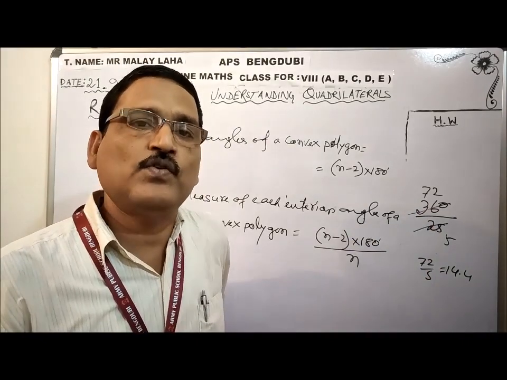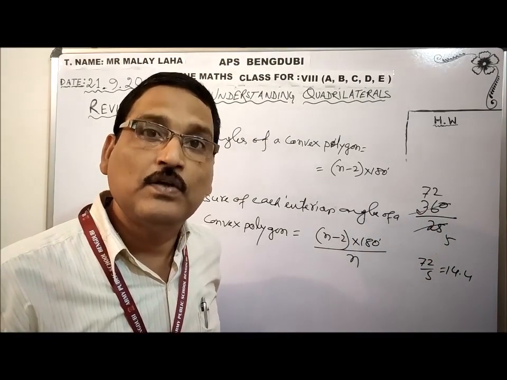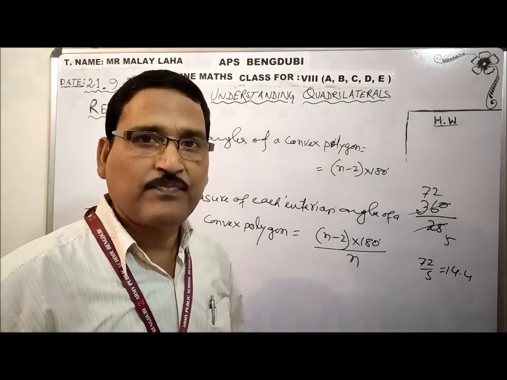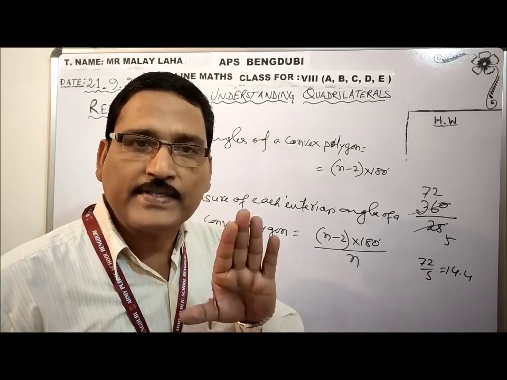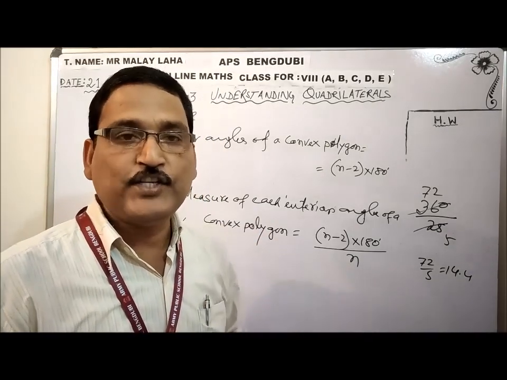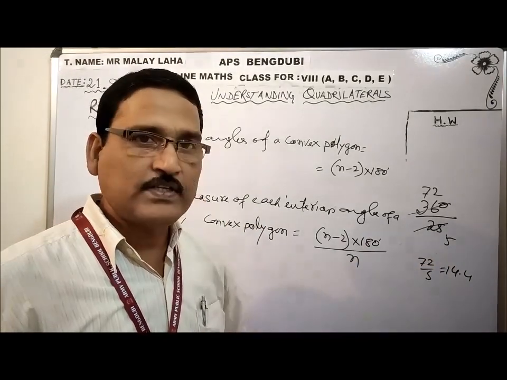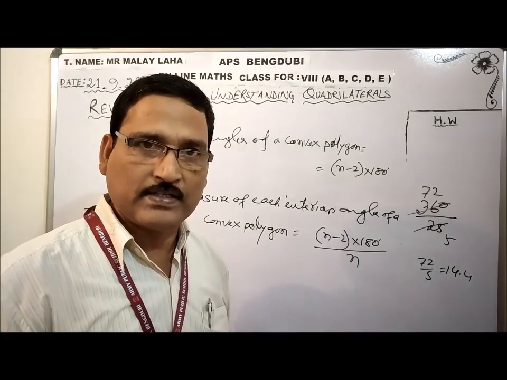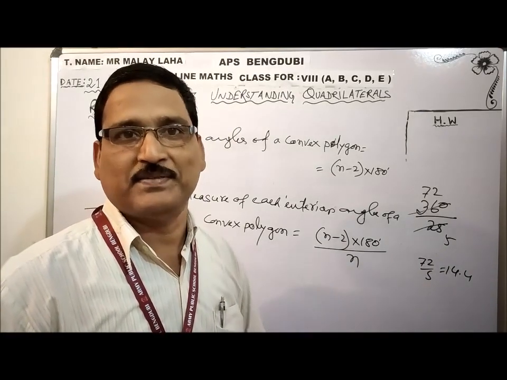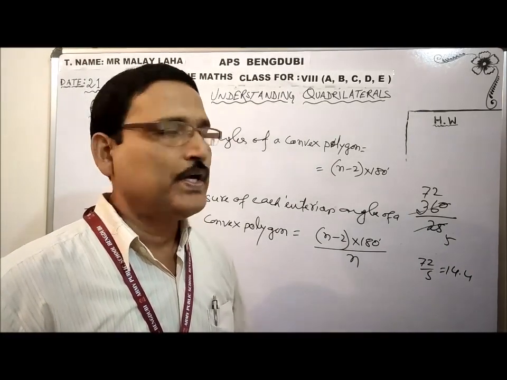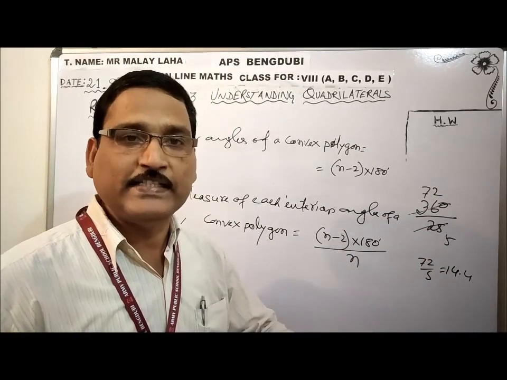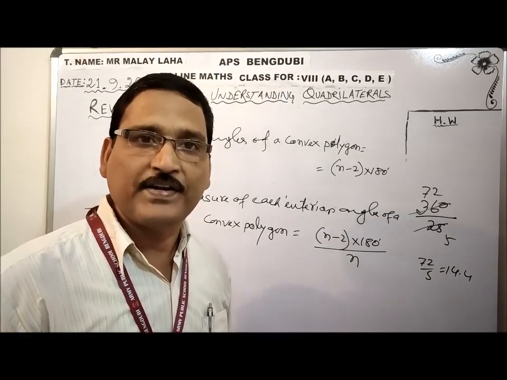So is it possible to have a polygon? No. 14.4 sides, the number of sides cannot be a decimal. It should be a whole number. Are you clear? When the answer after division is coming, a degree can be decimal, but the number of sides cannot be decimal. That's why no, it is not possible to have a polygon with an interior angle of 155.